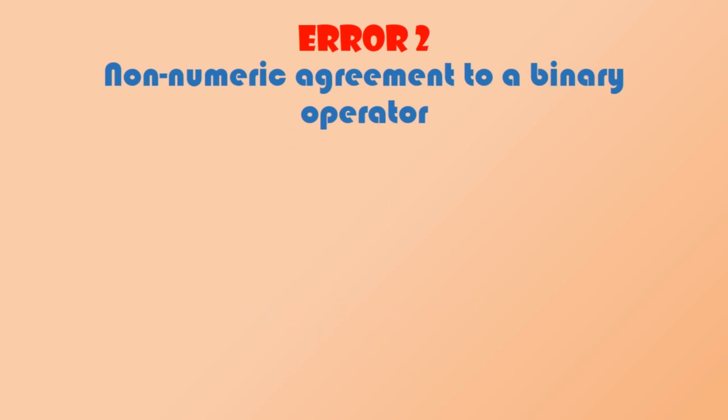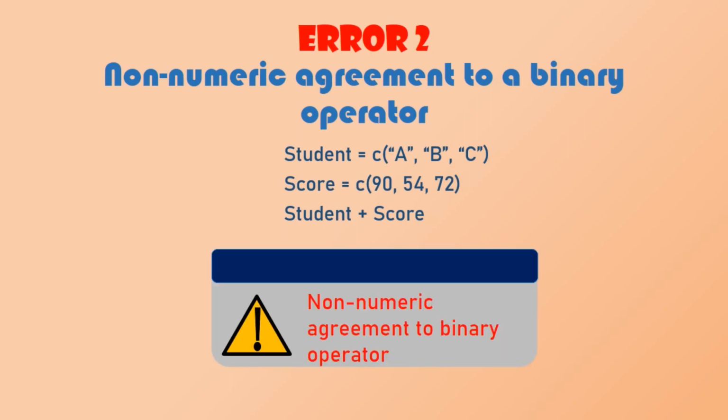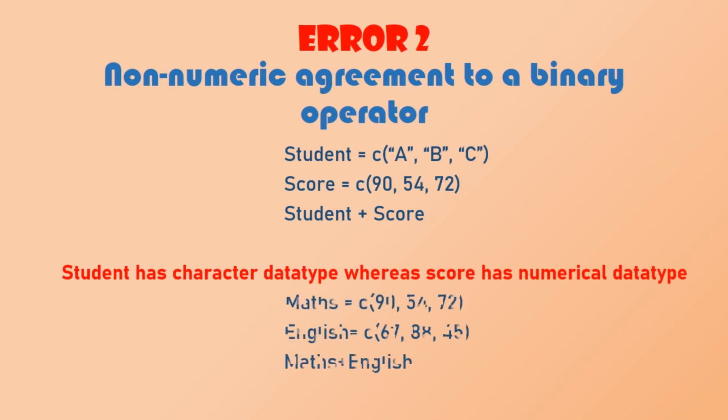Error number 2 is non-numeric argument to a binary operator. Suppose I have two vectors named student and score containing names and marks respectively. What will happen if I add both of them? I will encounter this error, because student has character data type and score has numerical data type that cannot be added together. Instead, if I have two vectors namely maths and English containing numerical data types, then I can run the command of adding the two vectors without getting the error.